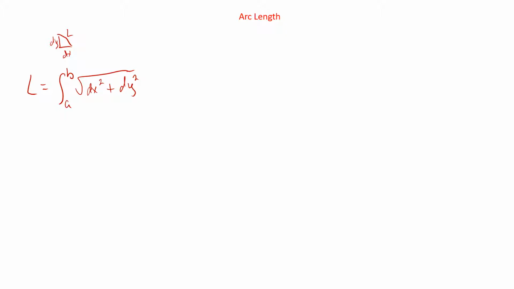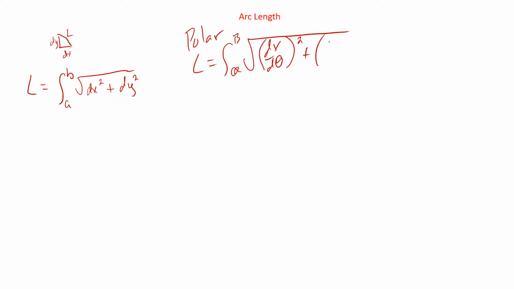That's the arc length for regular Cartesian, rectangular coordinates. For polar coordinates, it does not change too much. We just replace the dx and the dy with dx with respect to theta and dy with respect to theta. So for polar, what we get is the arc length is going to equal integral from a to b, or probably alpha to beta, because we label our angles with Greek letters. We're going to have the square root of (dx over d theta) squared plus (dy over d theta) squared.